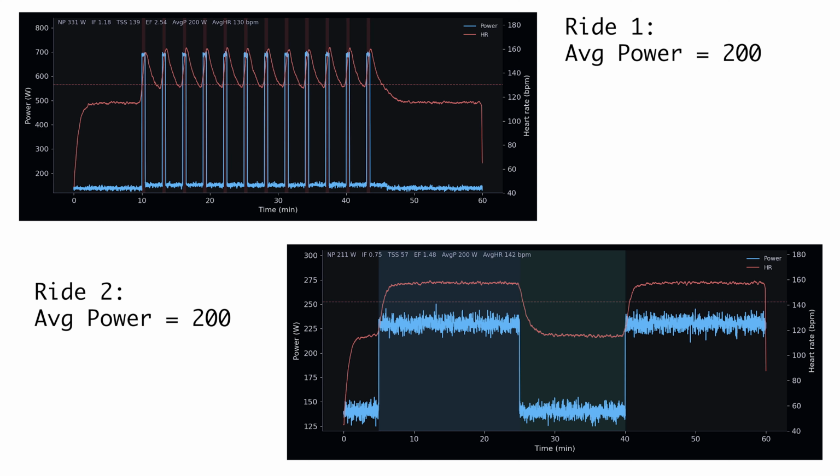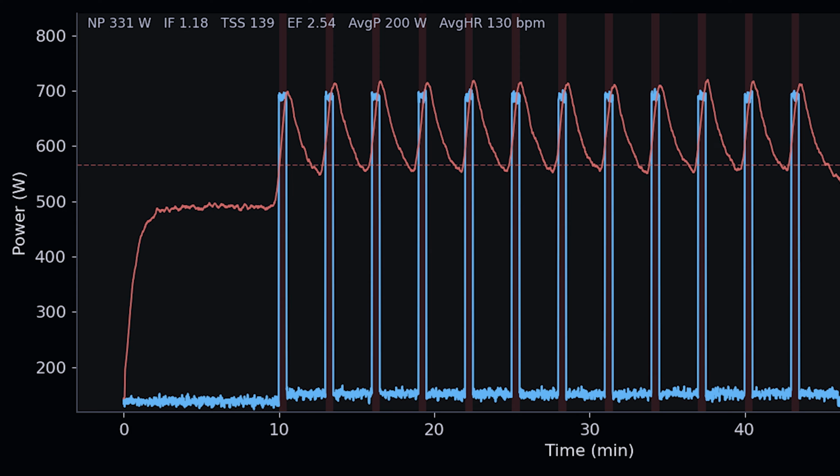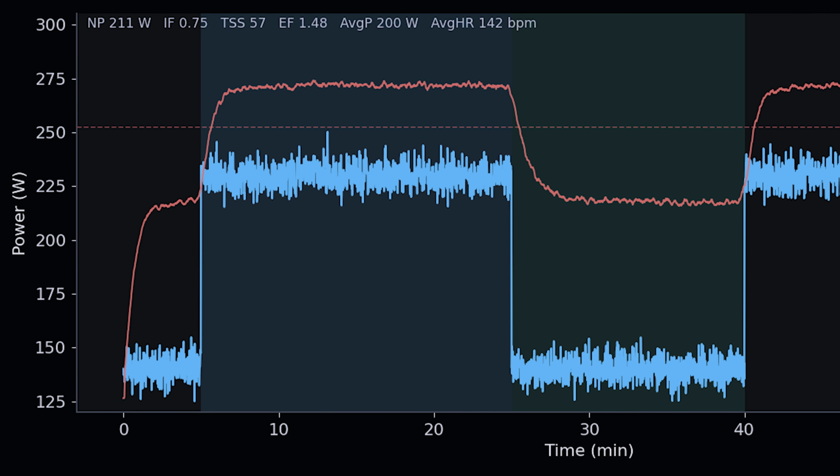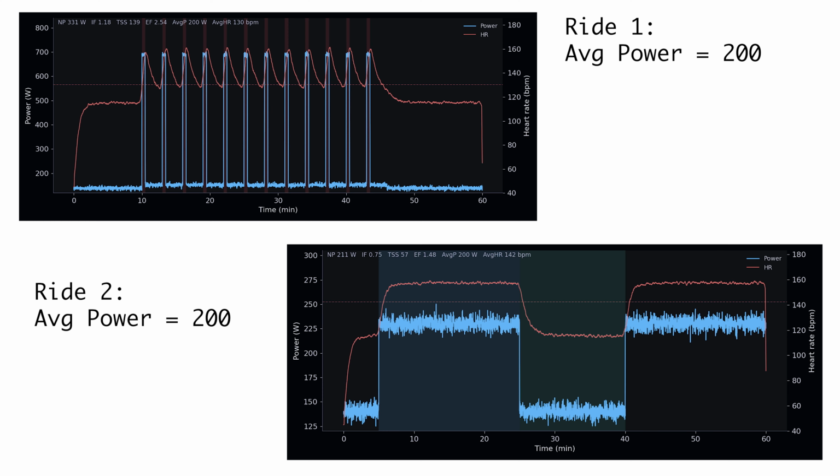For example, if we were to look at the average power for these two rides, they look the same, but they have totally different effects and training stimulus. This first one includes repeated bouts of sprint efforts, and the second one is 2 steady state efforts. If we were to only look at the average power, we wouldn't really be able to tell what type of ride this was. But if we add another metric like normalized power, we start to get a better understanding of the total picture and what type of stress this ride puts on our body. It's crucial to use all the available data to best inform your training and recovery.